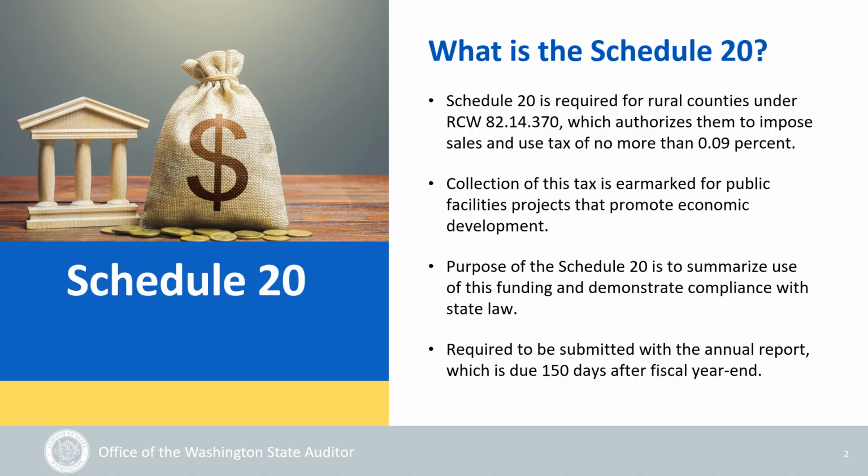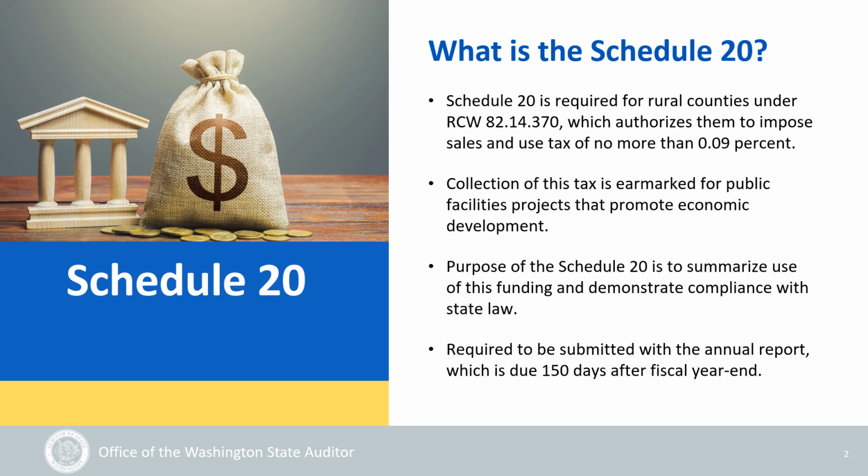The Schedule 20 has very specific requirements on who it applies to. It is required for rural counties as defined in RCW 82-14-370. The proceeds of this tax are restricted to financing public facilities serving economic development purposes in rural counties and finance personnel and economic development offices.